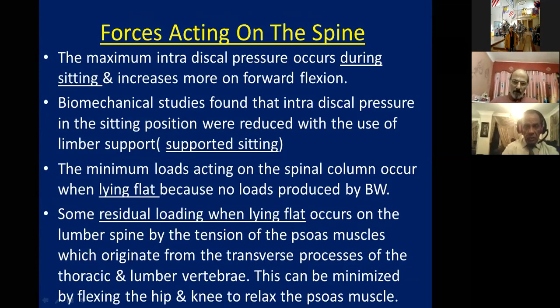Forces acting on the spine. The maximum intradiscal pressure occurs during sitting. This is the maximum load on our spine, and it increases more with forward flexion while sitting. A biomechanical study found that the intradiscal pressure in the sitting position was reduced with the use of lumbar support.